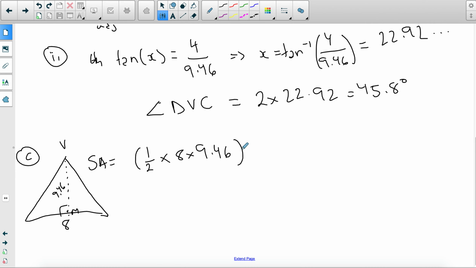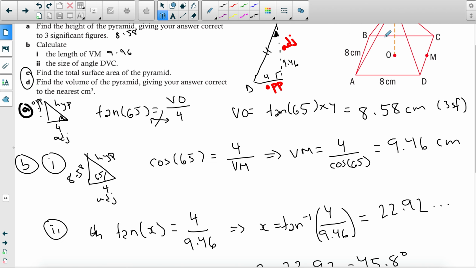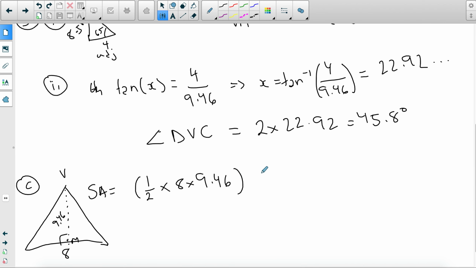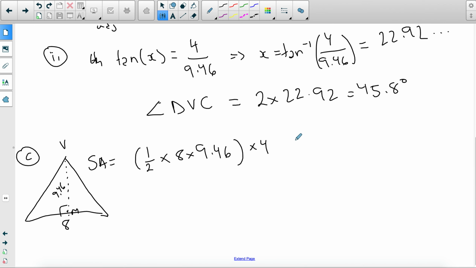But we have 4 of these faces. We have 1, 2, 3, 4 identical ones. Now, because they're identical, I'm just going to multiply this by 4, and then the last area I'm looking at is the square base at the bottom, so that's just 8 times 8. And being very careful with the brackets and all, you should end up with 215 centimeters square. Remember the units.